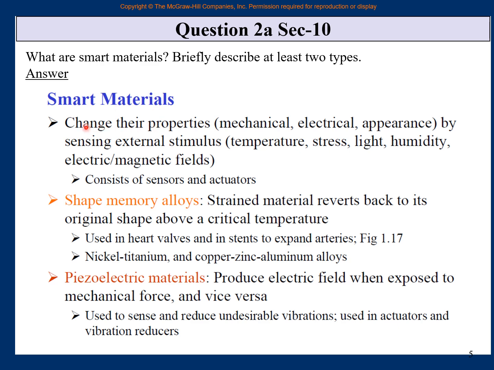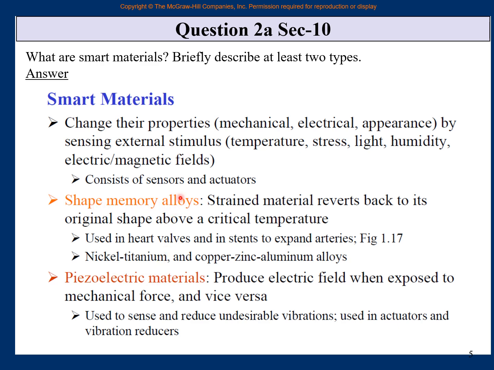Smart materials are materials that change their properties, which could be mechanical, electrical, or appearance, by sensing external stimulus, if there are changes in temperature or stress or light or humidity or electromagnetic fields. So these are materials that automatically change their properties if conditions change. They consist of sensors and actuators. There are two main types: shape memory alloys and piezoelectric materials.